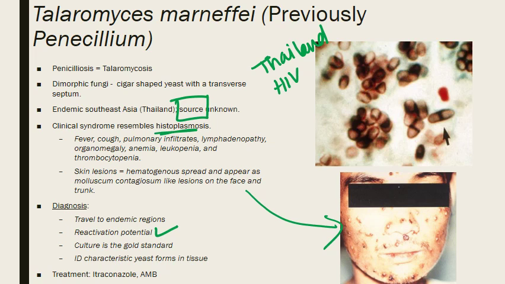It has a very specific yeast structure. It looks kind of like a cigar with a transverse septum, a line down the middle, or like a pill. The reason for this is that it actually divides by binary fission. So this one doesn't bud, it divides. It divides itself in half completely. Culture is the gold standard, but again, we can always identify the yeast form in tissue, and here are the appropriate treatments for it.